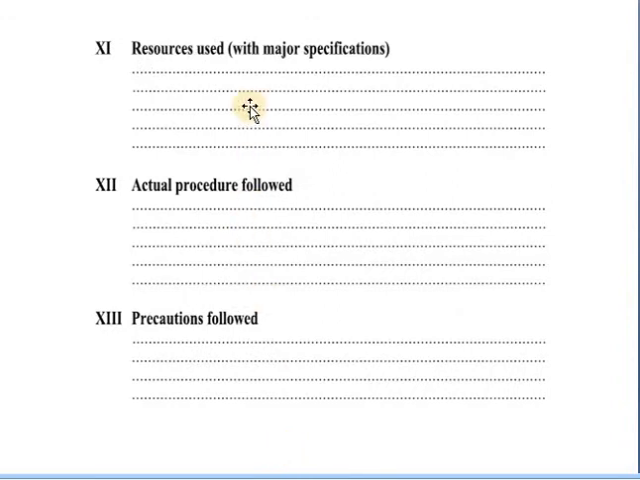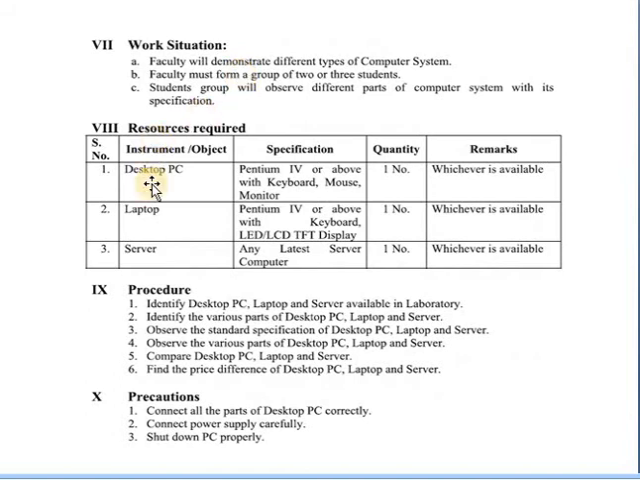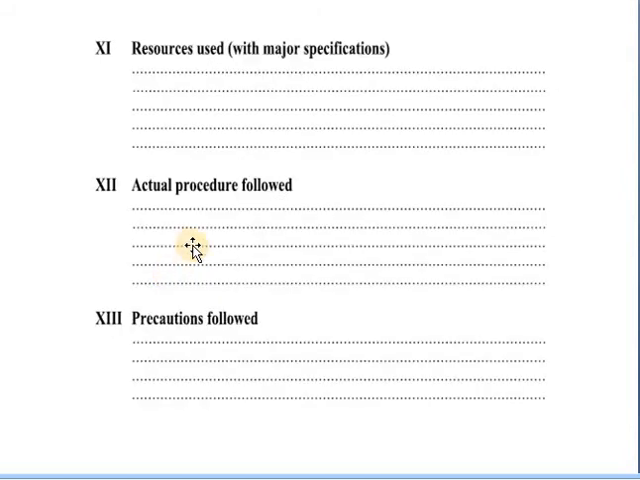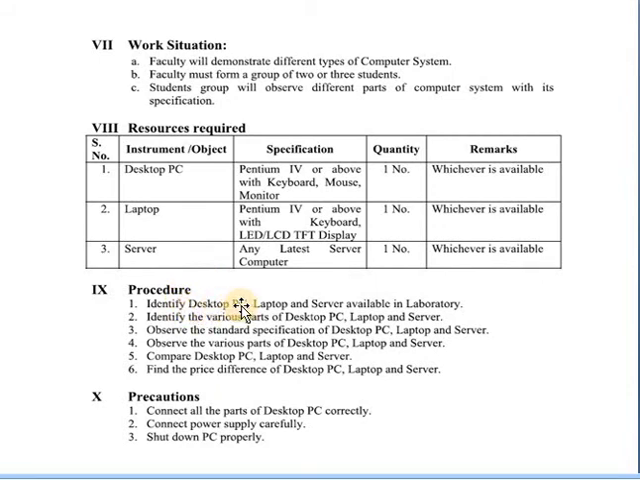Next point, this is for the student side. Resources required. Here students, you have to write in your notebook the resources required for this practical. These are the resources which are required for doing this practical, that is desktop PC, laptop and server. After that, actual procedure followed. Which type of procedure you have to follow? First of all, you have to identify the desktop, laptop and server. First identify, then identify various parts, then observe the specification, observe the various parts of desktop, compare these three, and price of a different desktop PC, laptop and a server.